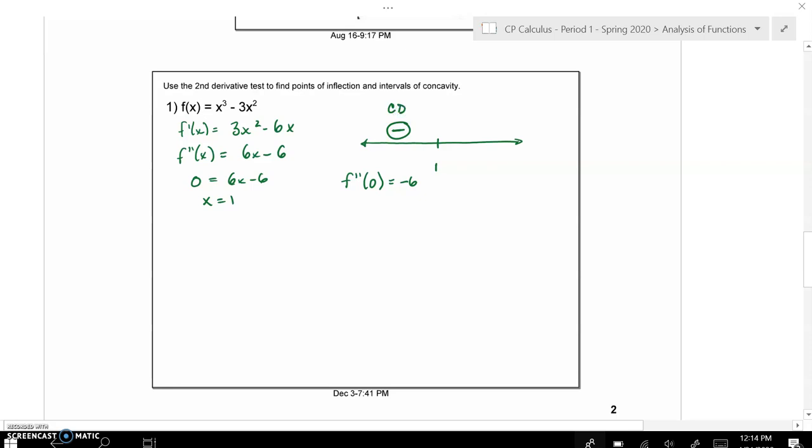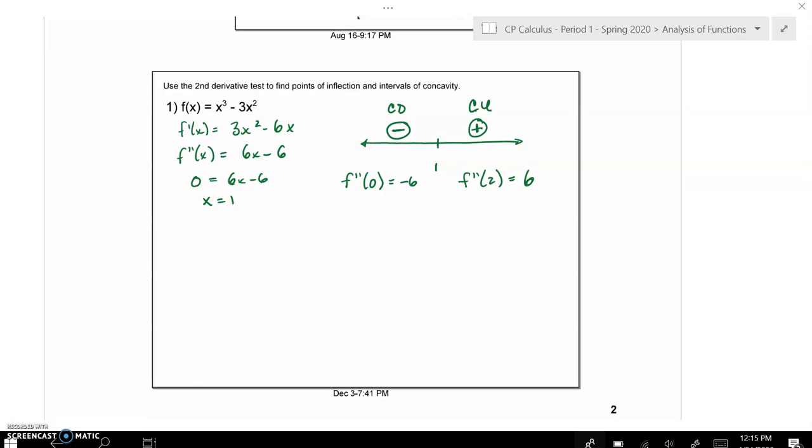And then I'm going to do the second derivative on the other side. I can just use 2. You can use any point you want. 2 just happens to be a smaller number, easier to figure out. And I get positive 6 when I plug in the 2 there. So that's obviously positive, and that would be concave up like a cup. And then where does it transition? Right there in the middle at that 1 point.